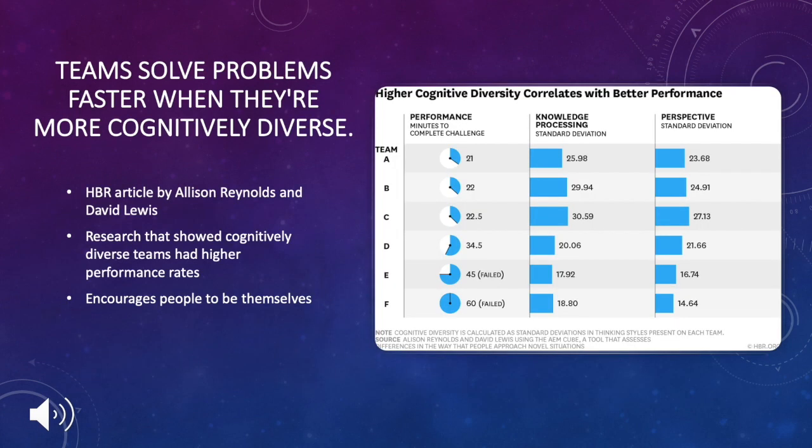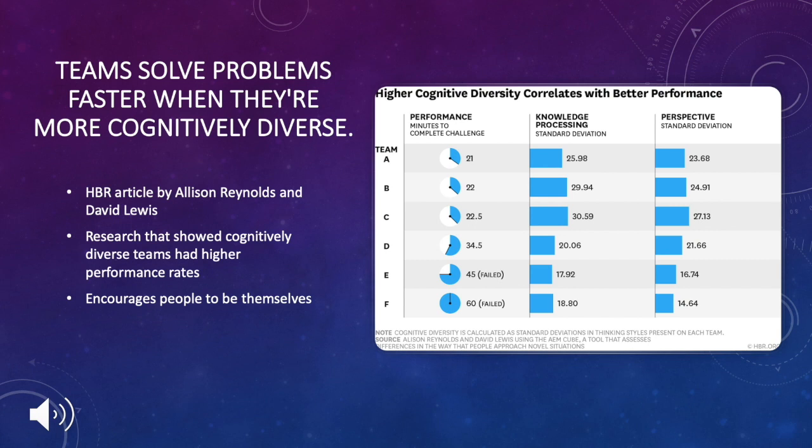In a Harvard Business Review article by Allison Reynolds and David Lewis, the main argument from the authors is that teams who are specifically cognitively diverse can solve problems much faster than homogeneous teams, or teams that simply differ in gender, ethnicity, or age. They explained data from a specific research where 6 teams differed in diversity, and those that were more cognitively diverse had higher performance.